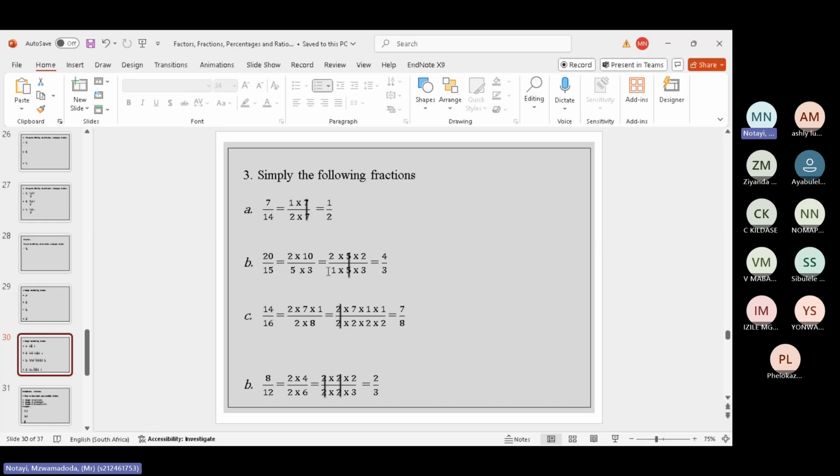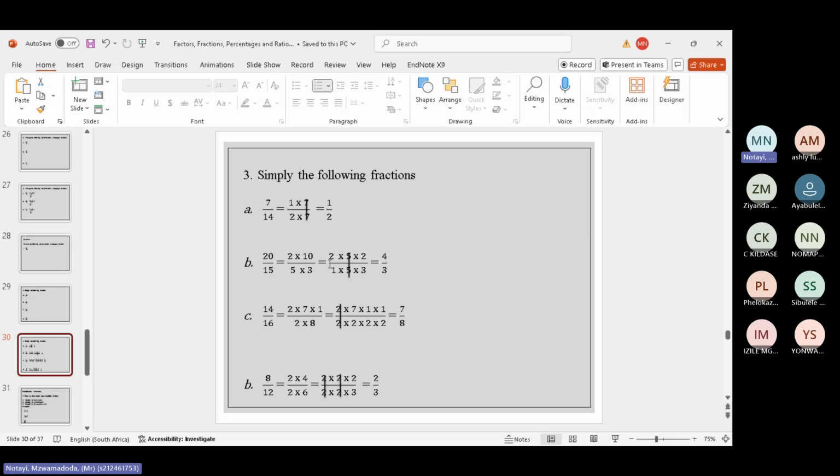times 3. So 10 can also be written in prime factors as 5 times 2. So we have 2 times 5 times 2 divided by 1 times 5 times 3. And then 5 and 5 cancel out. We're left with 2 times 2 is equal to 4 over 3. So we get 4 over 3.